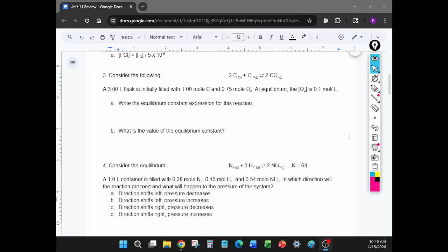So if we take a look at this, we've got an equilibrium, and so we start by writing the constant expression, and this is just the formula. We're going to write K equals, and then products go on top. The product is CO, carbon monoxide, and the coefficient is 2, so you have to square it. And on the bottom, you put the reactants. However, carbon is a solid, so we omit that from the expression. We only add O2. So there you go. That is your equilibrium constant expression.